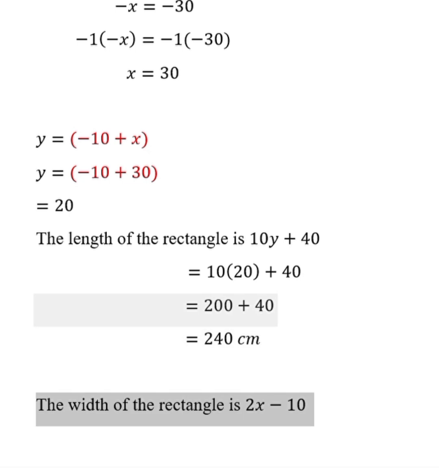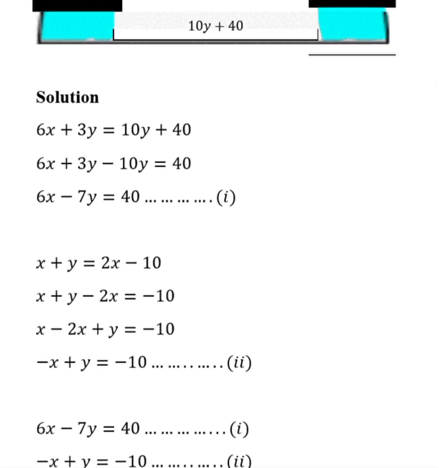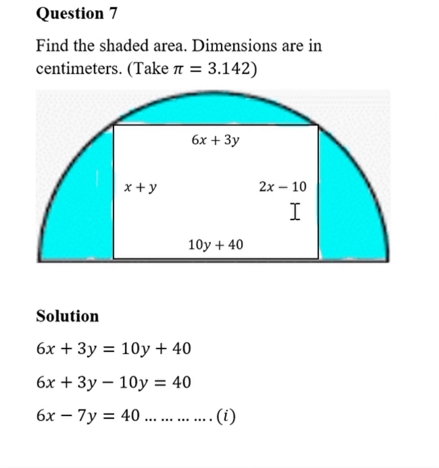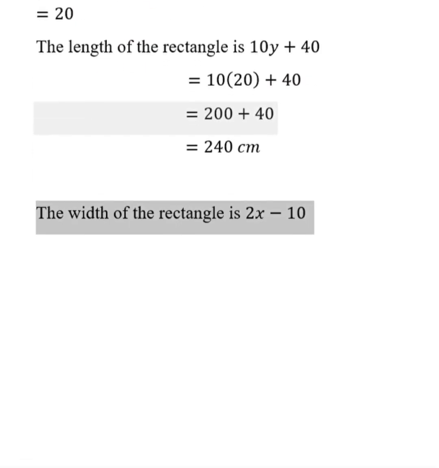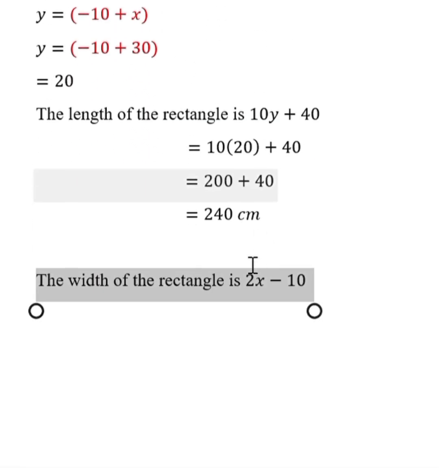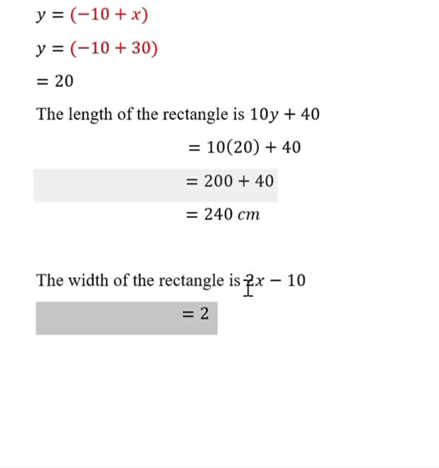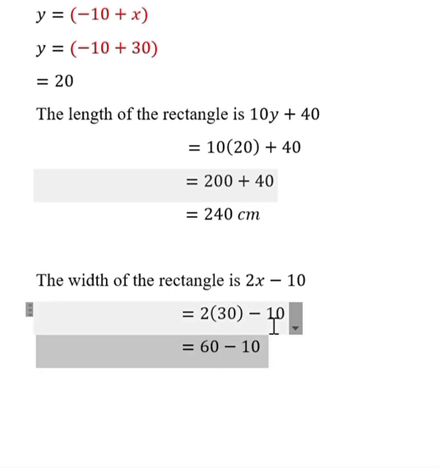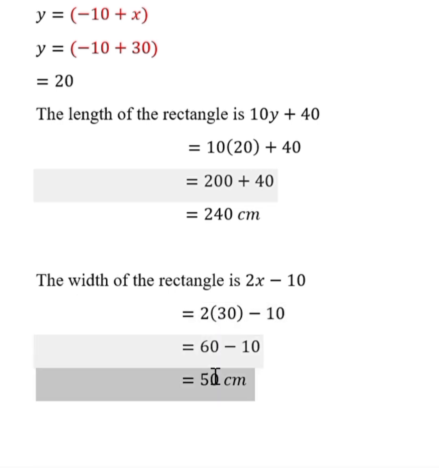The width will be found by this algebraic expression. I've decided to use this one, 2x minus 10. But our x is 30. So that means this is equal to 2 into 30 minus 10. We substitute 30 here. So we have 2 into 30 minus 10. And this is the same as 60 minus 10, giving us 50 centimeters. That is the width of the rectangle.